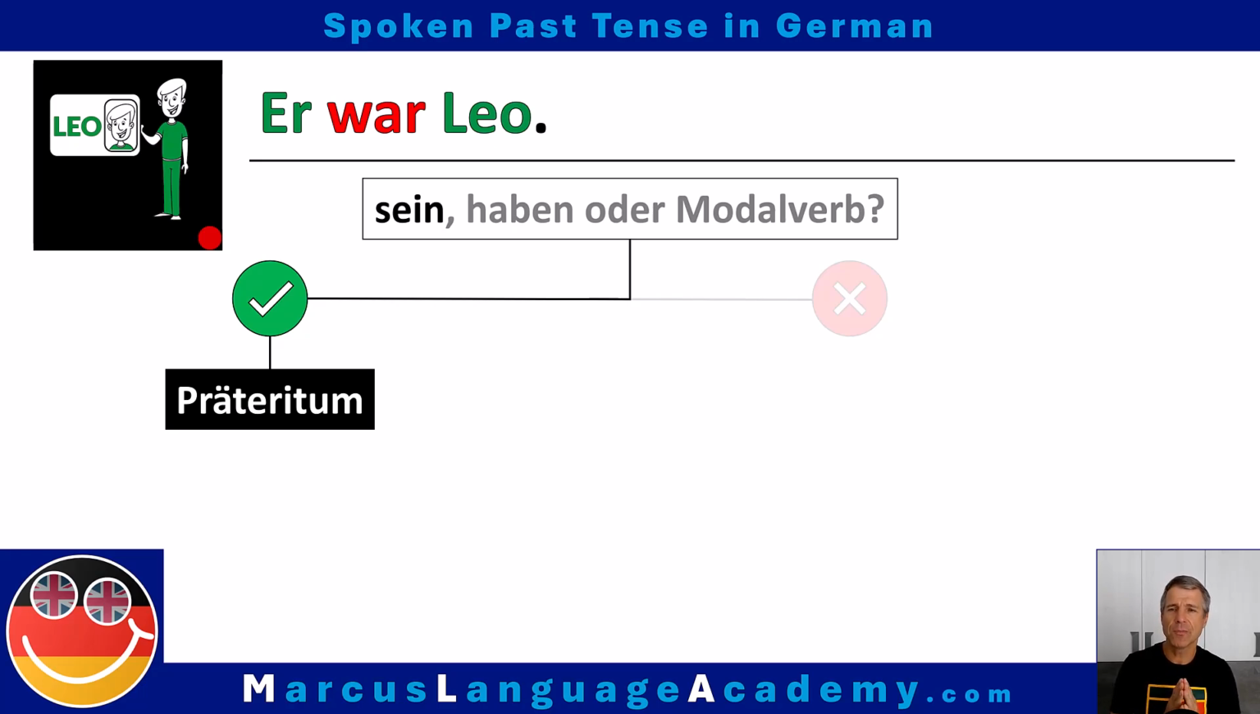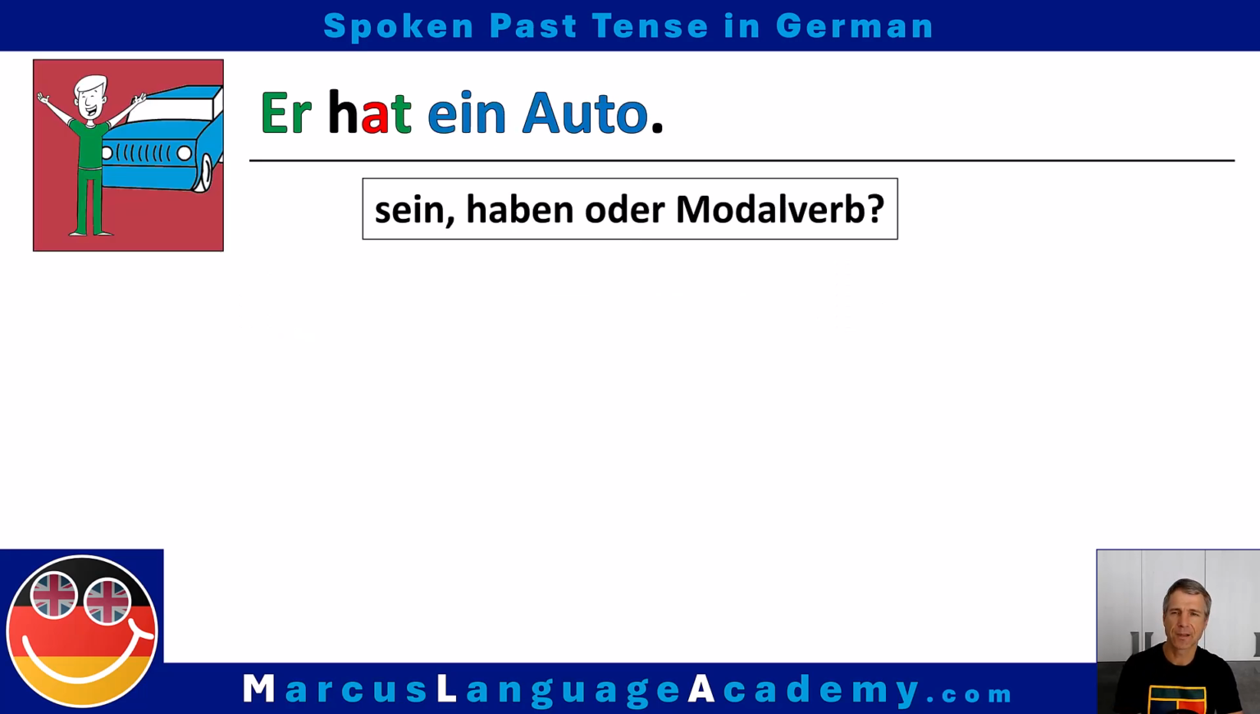So in Präteritum: "Er war Leo." You see the background color changed to black because I use the black background color for Präteritum. And we have a red dot, because unfortunately "war" is quite irregular. Like in English, "he was" is also irregular in the past. So, because we answer the question with yes, we use Präteritum here: "Er war Leo."